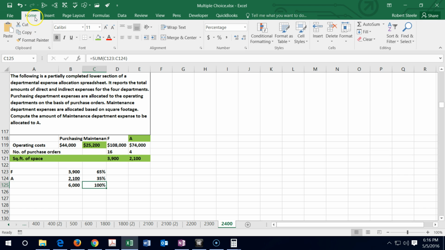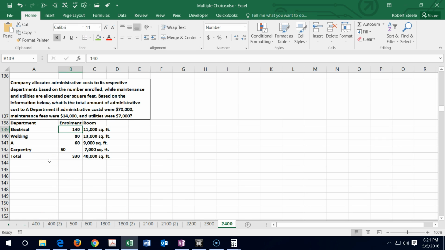So I'm going to go ahead and underline this again: Home, Font, Underline. Oh, not that one. I wanted to underline this one. So Home, Font, Underline. All right. And then we're going to multiply that times the dollar amount of 25,200 for Department A. So we're allocating this maintenance to Department A, and we're using this 35% in order to do that, based on the allocation from square footage. So we're just going to take this 35%, 0.35, times 25,200, giving us 8,820.